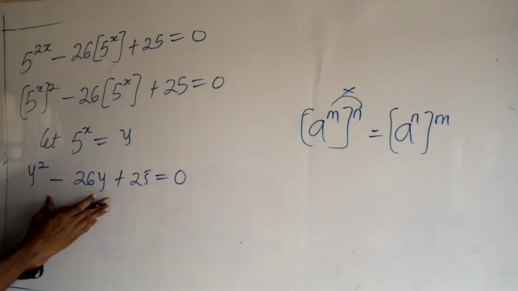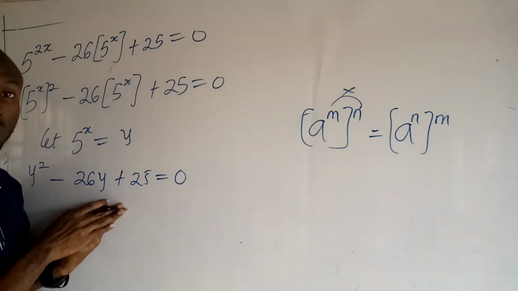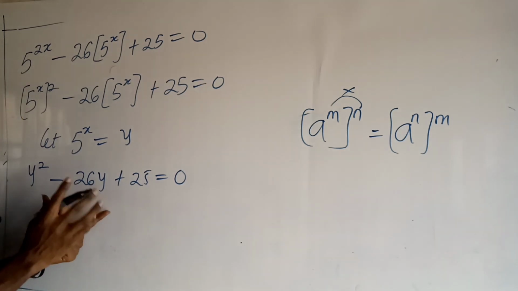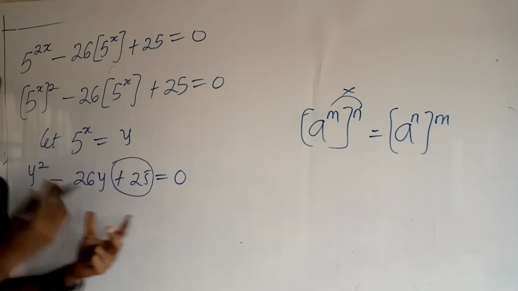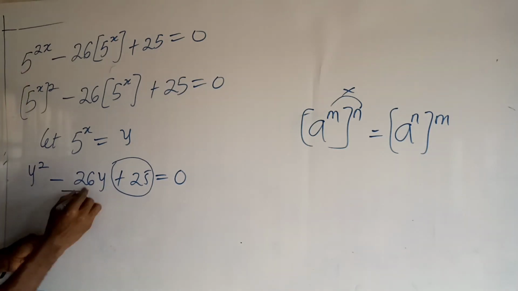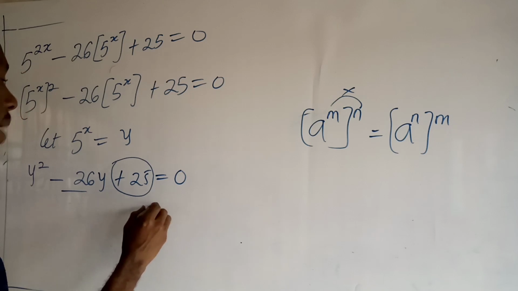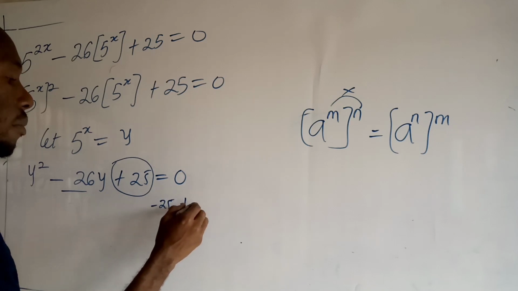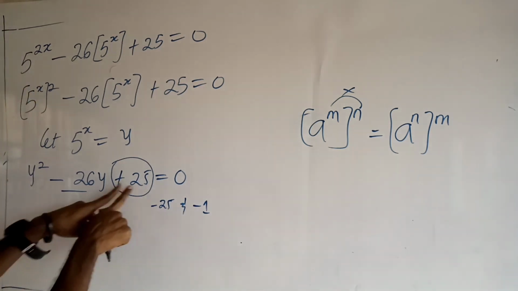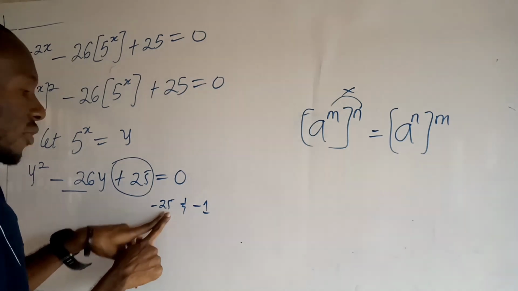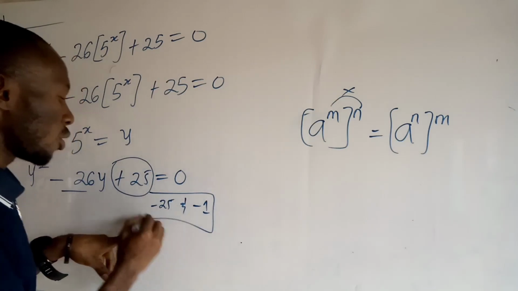Now you can see we have a quadratic equation in y, and we want to solve this quadratic equation by the factorization method. So I am looking for two values such that when I multiply them together, I'll get positive 25, and when I add the same two values, I'll get minus 26. These two values are just minus 25 and minus 1. Let us see if it is true. Minus 25 times minus 1 is going to give me positive 25, and minus 25 plus minus 1 is going to give me negative 26. Oh, so that means this is what we are looking for.